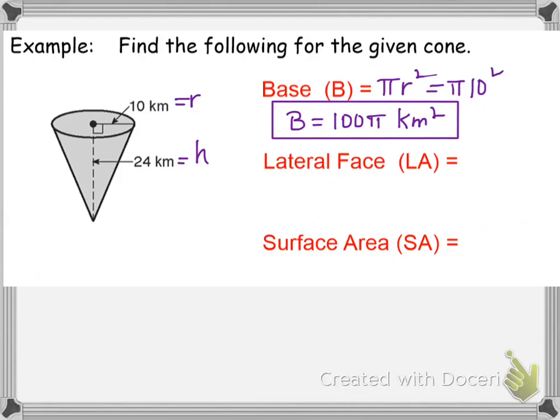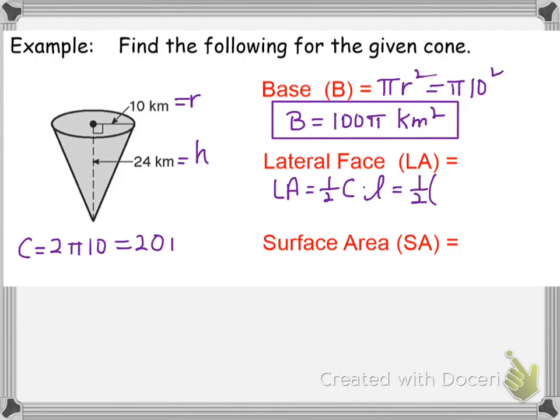Now, your lateral area formula, remember, is your 1/2 circumference times your slant height. So we're taking your 1/2, keeping in mind we need to calculate your circumference. So that's your 2 pi r. So 2 pi times 10 simplifies to 20 pi. So we can substitute that into your formula. So you have the 1/2 times 20 pi.